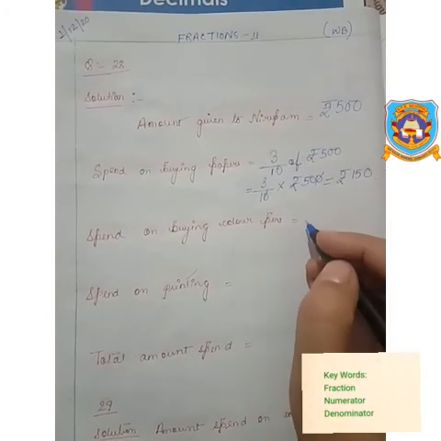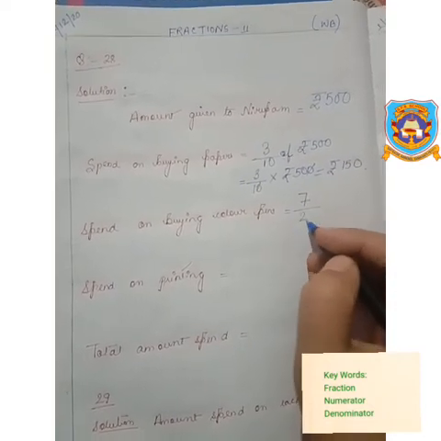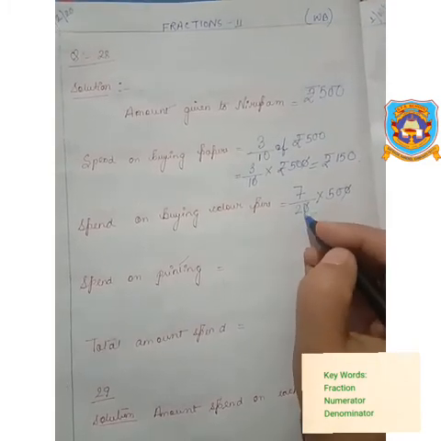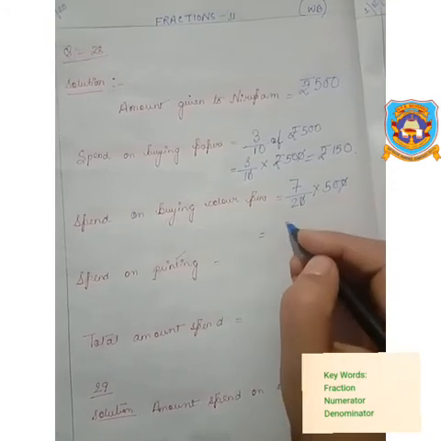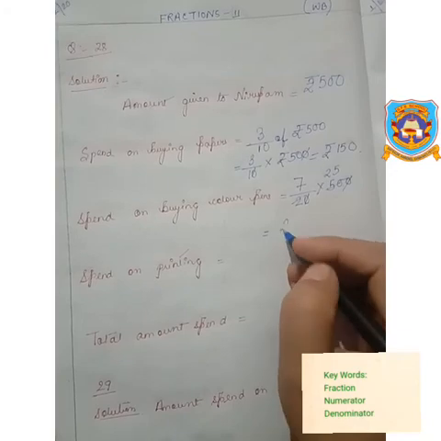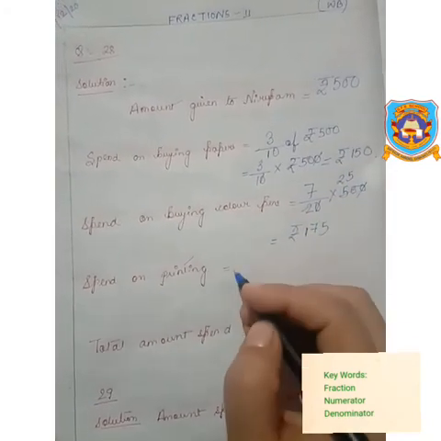Similarly, spend on buying color pens. So 7 by 20 is used on color pens out of 500. Similarly, do like that, cancel the zeros. If it is 110, you can cancel it. The remaining 50, you divide by 2. You will get here 25. So you will get here rupees 175 after multiplying 7 and 25.